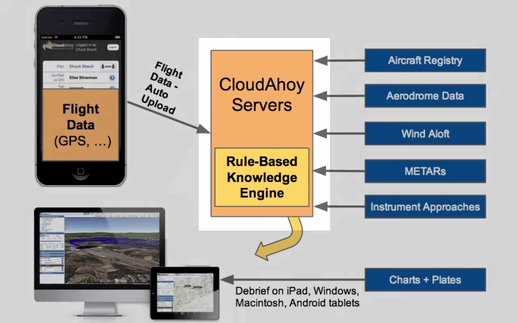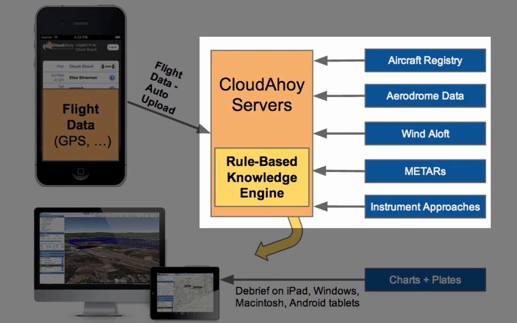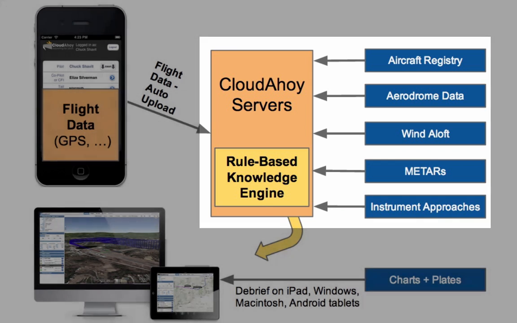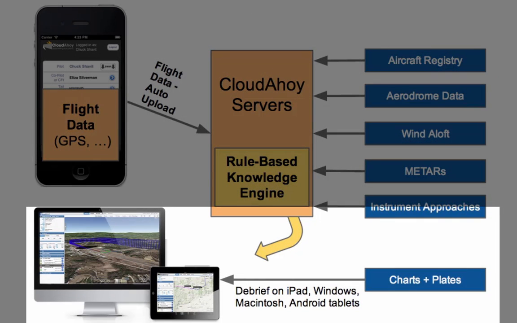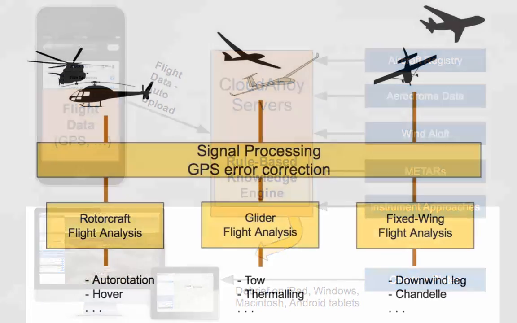The knowledge engine uses information from multiple sources, including wind acquired from multiple weather stations and interpolated for the flight, information from the aircraft registry, and other information. Finally, the data is displayed for you on your iPad or on your desktop or laptop for debriefing.